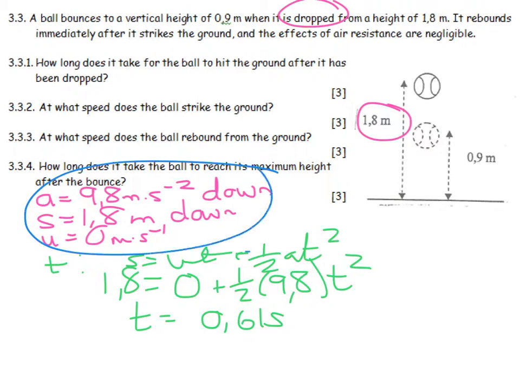So again, I'm going to take this information, but this time I'm going to substitute it into v squared equals u squared plus 2as. And I am going to say my final velocity I do not know. My initial velocity was 0. The acceleration is 9.8 down, let's go with negative, and 1.8 is the distance down. Sorry, that's 1.8.